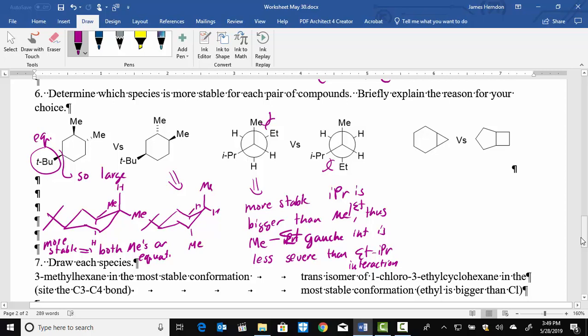Okay, all right. And this other one, we're going to choose this one as likely being the more stable one. This is because angle strain in a 3-membered ring is more severe than in a 4-membered ring.